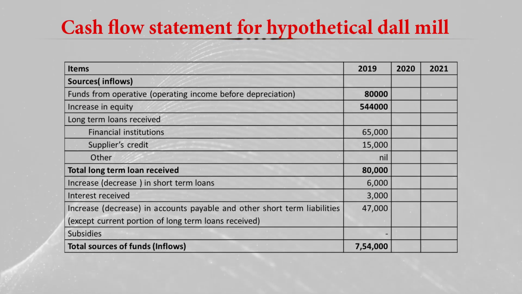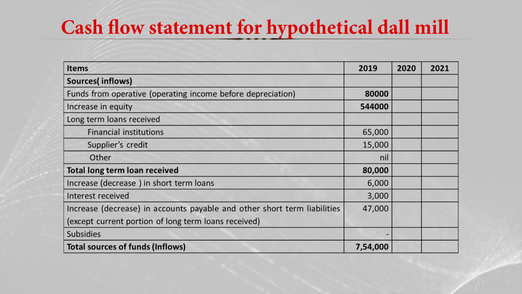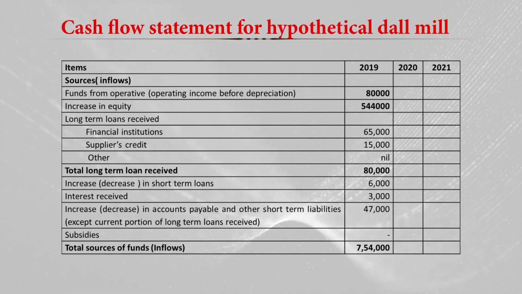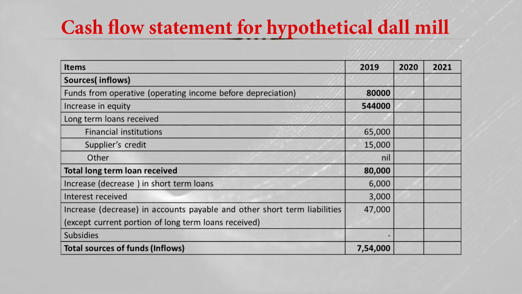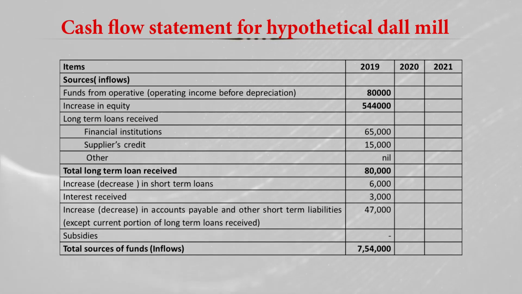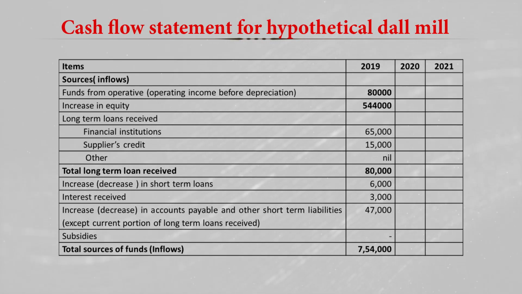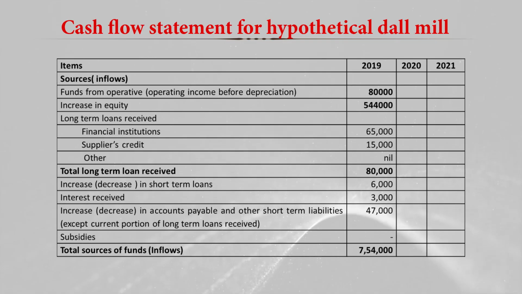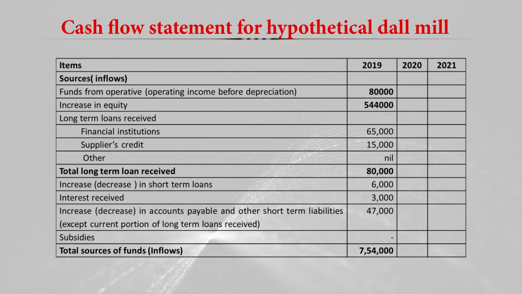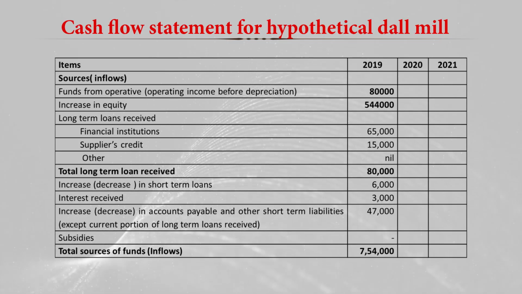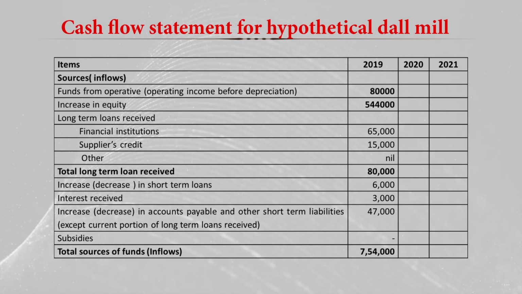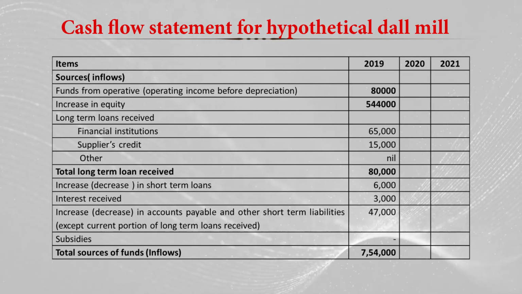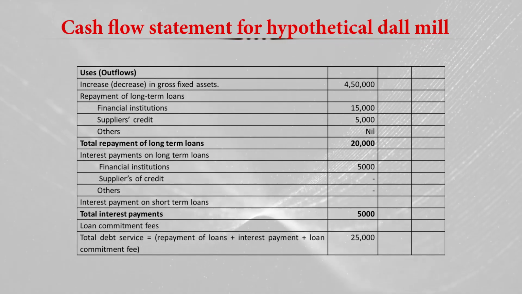And there is an increase or decrease in the short-term loans, like 6,000 we can say. We have received some short-term loan of 6,000 rupees. Then interest received, that is 3,000. Then the increase or decrease in the accounts payable, that also includes the short-term liabilities, like 6,000 rupees. So that is a total of 47,000 rupees, and there is no subsidy. So here the total source of fund inflow is 7,54,000. And now we will calculate the outflows.